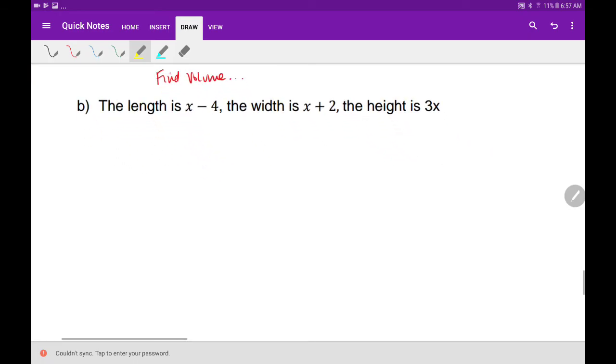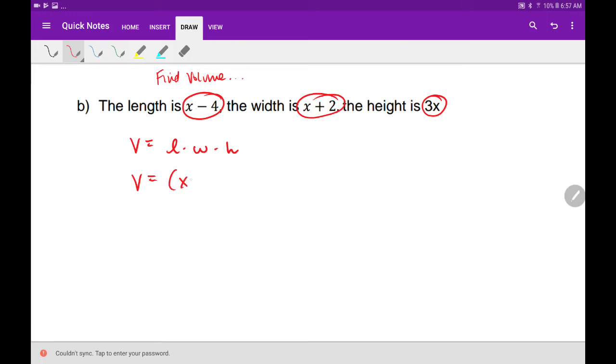For B, we're asked to do the same thing, but in this problem, they give us the length, they give us the width, and they give us the height. So we're going to use our length times width times height formula and just plug them in. So my length is x minus 4, times my width is x plus 2, times my height is 3x.